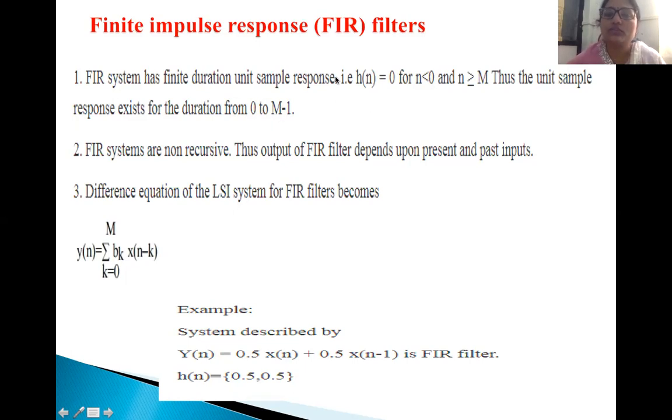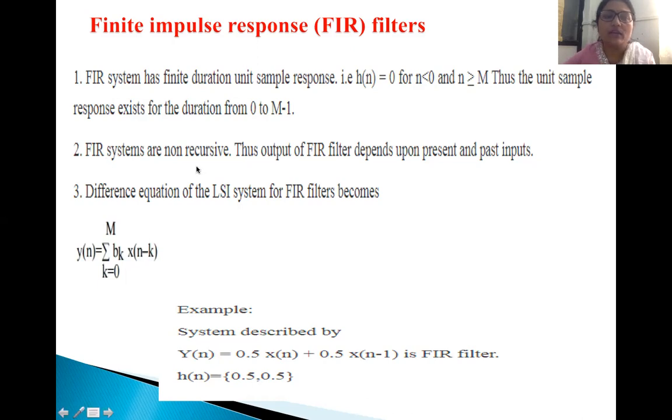So the definition of the unit sample response is h of n equal to 0 for n less than 0 and n greater than or equal to M. Within the period from 0 to M minus 1, the unit impulse response is present, and therefore this filter is called a finite impulse response filter.